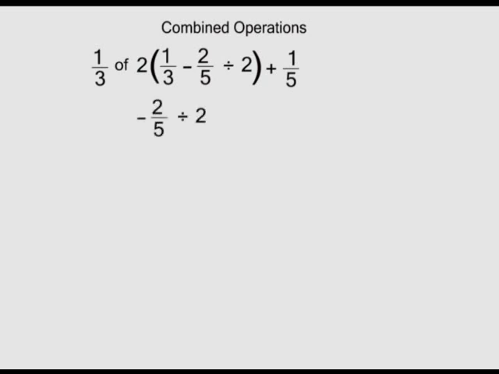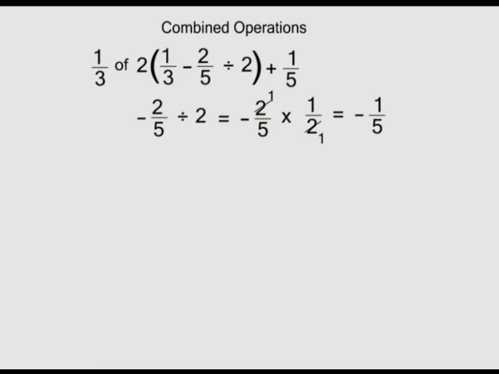Next, combined operations. Now the order BODMAS is used in working combined operations. For example, 1 over 3 of 2 into 1 over 3 minus 2 over 5 divided by 2, close the bracket, plus 5. We start with the bracket, and again inside the bracket we shall start with division. So we shall have minus 2 over 5 divided by 2. That becomes minus 2 over 5 times 1 over 2, which gives us minus 1 over 5.